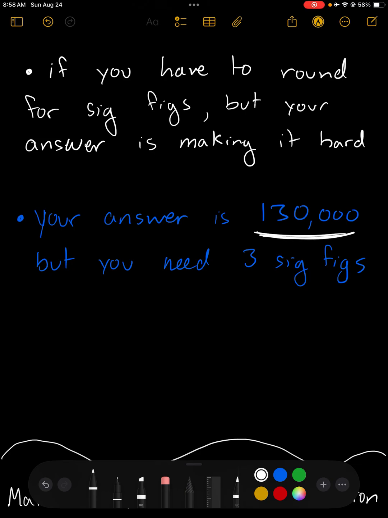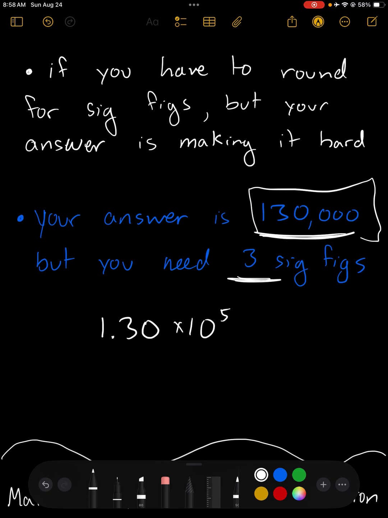Say your answer is 130,000. You don't necessarily need to write that in scientific notation. However, you know that you need to round that number for 3 significant figures because of the problem. But the issue with that is that this number has 2 significant figures, and there's really not a way to round it for 3. But you can do it by writing it in scientific notation, because I can also write that number 1.30 times 10 to the 5th.